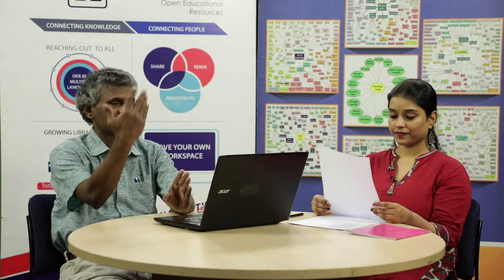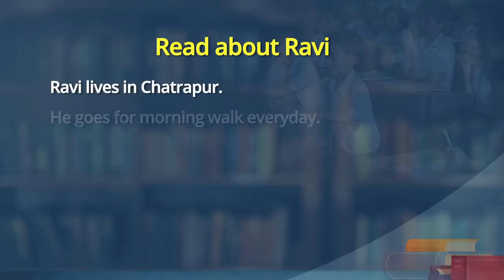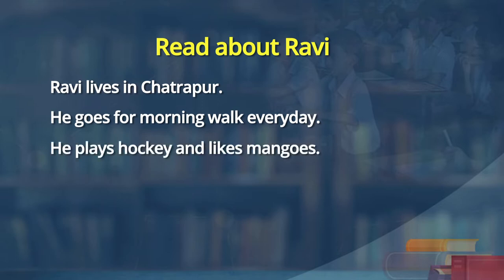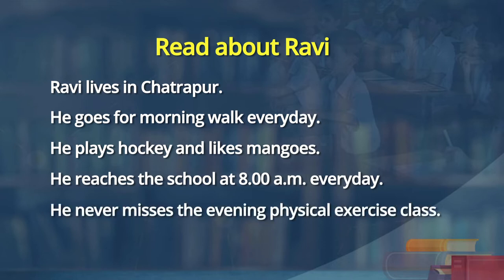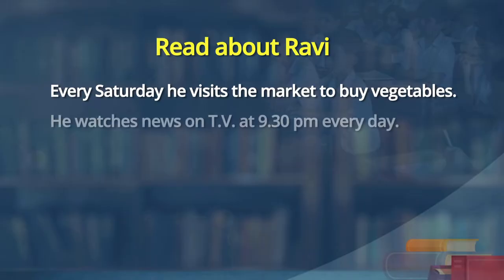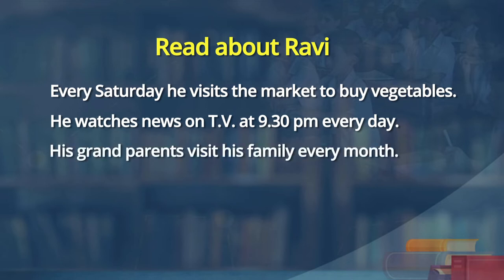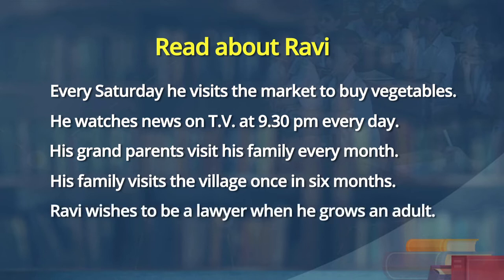Sure, sir. It appears on your screen, learners. Just watch as you listen to the reading of Kriti. Ravi lives in Chhatarpur. He goes for morning walk every day. He plays hockey and likes mangoes. He reaches the school at 8 a.m. every day. He never misses the evening physical exercise class. Every Saturday, he visits the market to buy vegetables. He watches news on TV at 9:30 every day. His grandparents visit his family every month. His family visits the village once in 6 months. Ravi wishes to be a lawyer when he grows an adult.